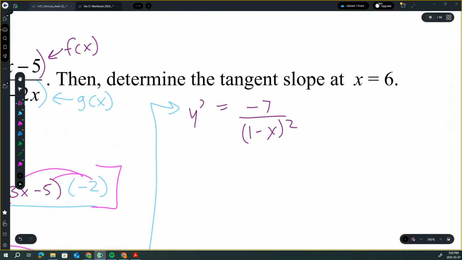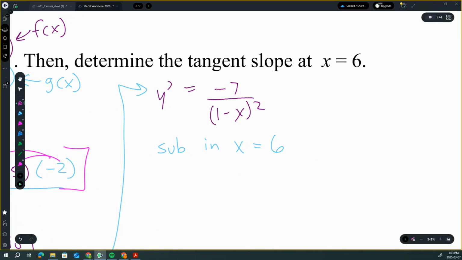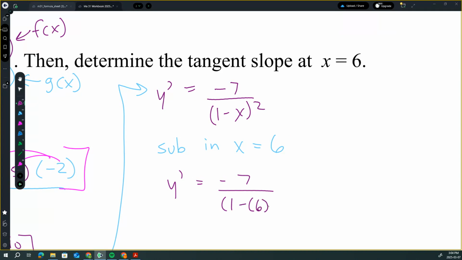All right, so that is our derivative. Now, in order to find the tangent slope at x is equal to 6, we've got to substitute in x is equal to 6. That looks like all one word, so I'm going to write it a bit neater. So y prime is equal to negative 7 divided by 1 minus 6 squared.